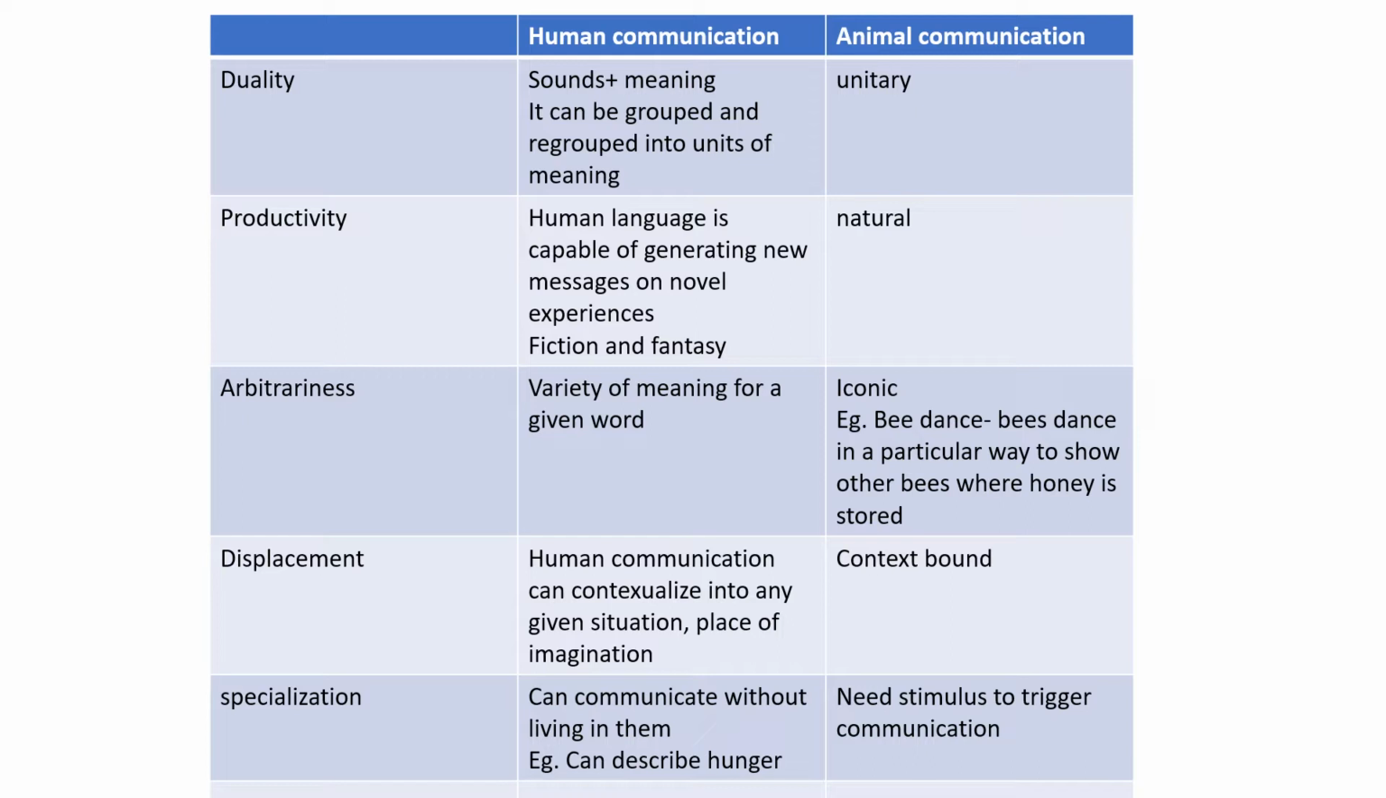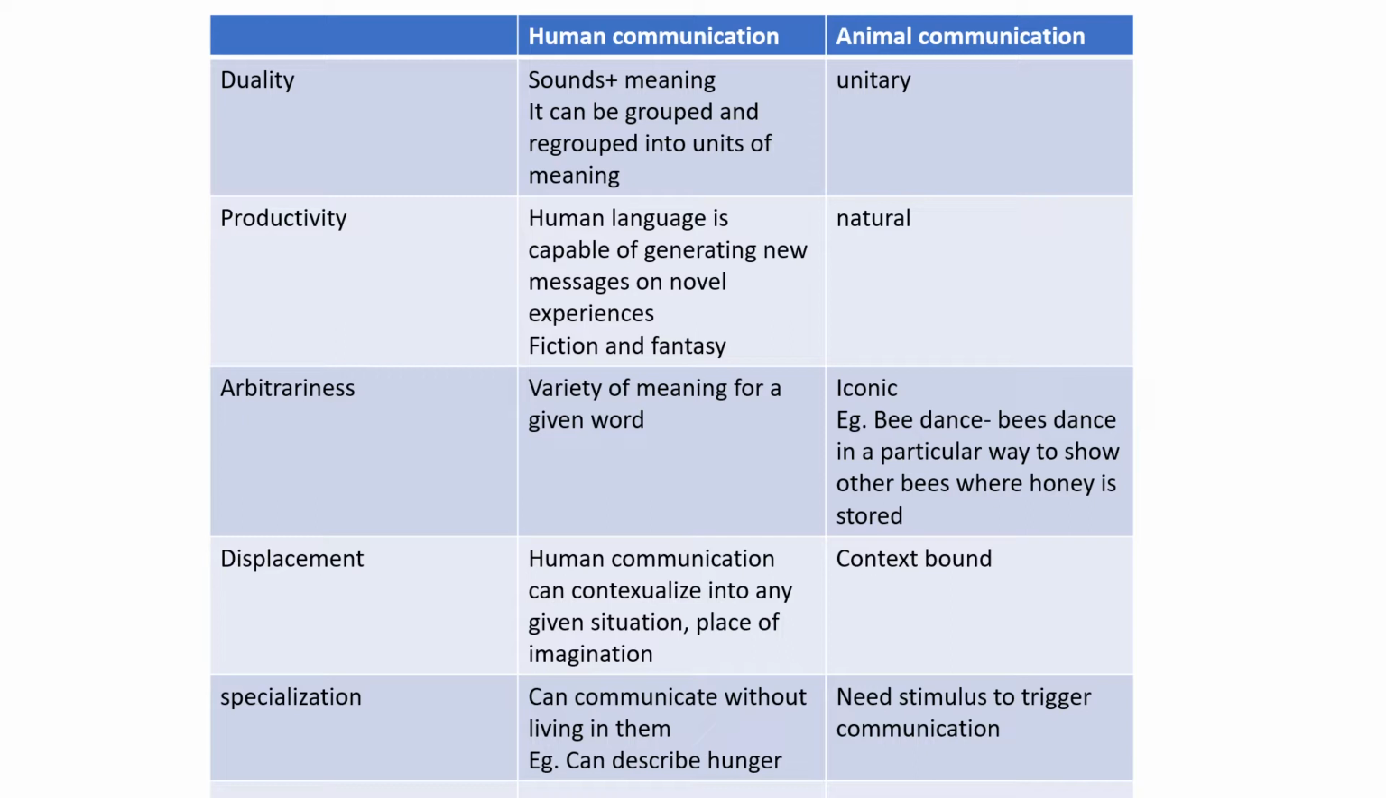Coming to the first attribute, it is duality. Duality means the dual nature. In human communication, when we speak, the sounds produce some meaning. So human communication has sounds and meaning. It can be grouped and regrouped into units of meaning. For example, when I say carrot, it can refer to the vegetable carrot, or it can refer to the measurement of gold in carats.